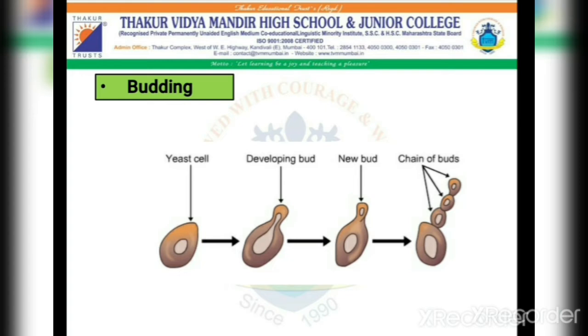And once the daughter nucleus enters the bud, after sufficient growth, the bud separates from the parent cell and starts to live independently as a daughter yeast cell. So this is how the process of budding is carried out in yeast. So these are the three methods of asexual reproduction in the case of unicellular organisms.